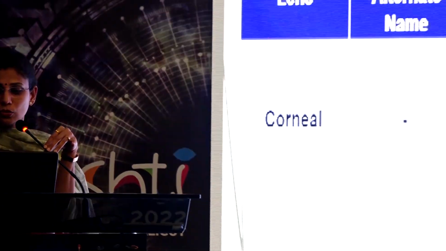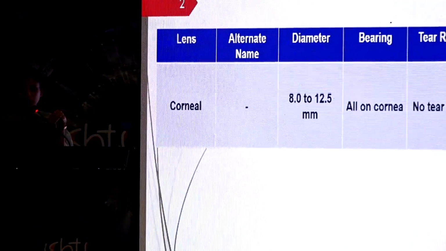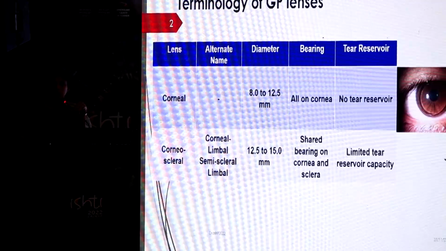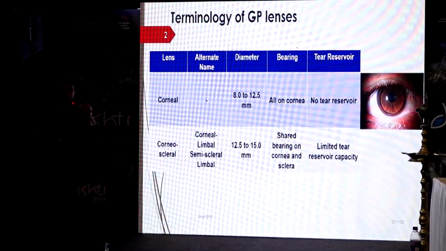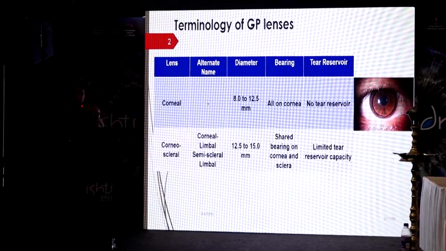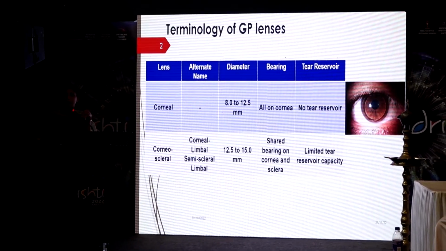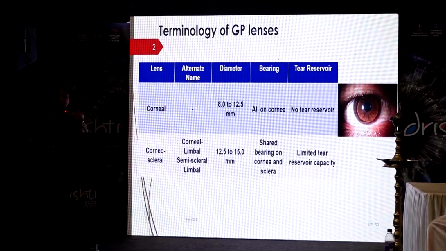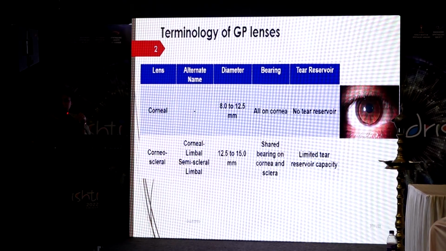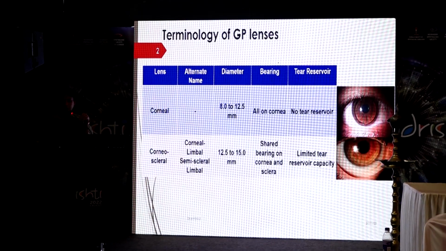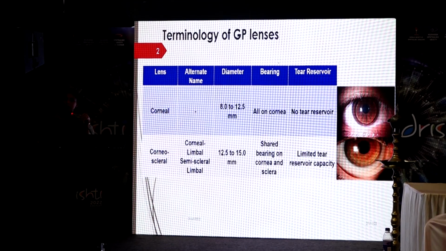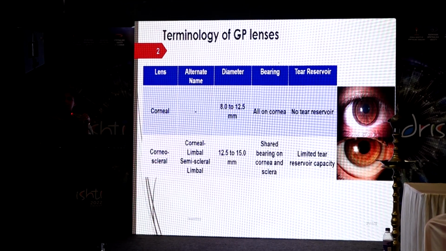A corneal lens is one which has a diameter ranging between 8 to 12.5 mm and has all the bearing on the cornea, and there is no tear reservoir. This is how an RGP lens looks over the eye. A corneoscleral lens is otherwise known as a semiscleral lens or corneal limbal lens. The diameter ranges anywhere between 12.5 to 15 mm, and it has shared bearing on the cornea and the sclera with a limited tear reservoir. This lens looks like a soft lens over the eye, but the material is a rigid gas permeable material.